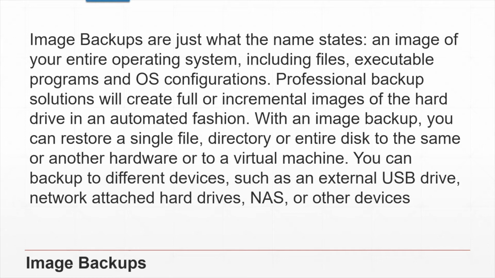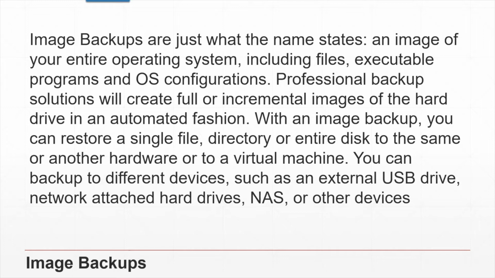Image backups is one way of backing up your system. An image backup is just what the name states, an image of your entire operating system, including files, executable programs, and the operating system configurations. Professional backup solutions will create full or incremental images of the hard drive in an automated fashion. With an image backup, you can restore a single file, a directory, or an entire disk to the same or another hardware or to a virtual machine.